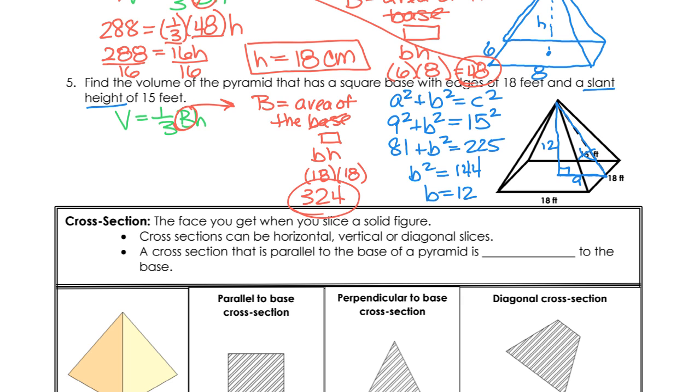And now I could take that 324 and replace my big B with it. And so my volume ends up being 1/3 times 324 for the area of my base times the 12 I found for the height by doing the Pythagorean theorem. Okay?